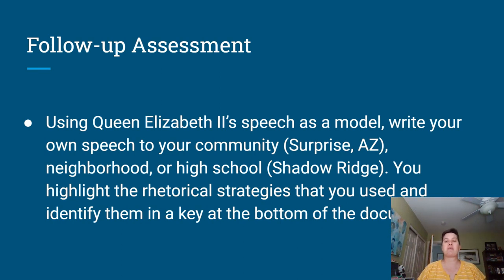She has used a lot of rhetorical strategies in her speech. So using her speech as a model, you are going to write your own speech to your community, which would be Surprise, Arizona, possibly your neighborhood if you wanted to get specific to your audience, or your high school at Shadow Ridge. You can choose between one of those three. You do not need to write to all three. So either choose Surprise, your personal neighborhood, or Shadow Ridge High School.